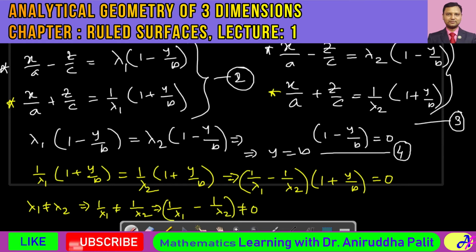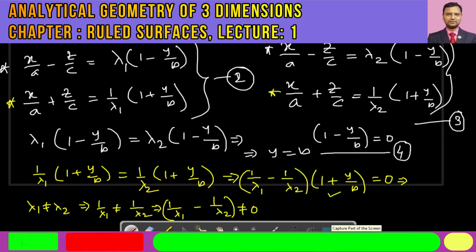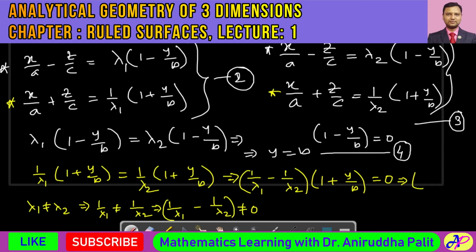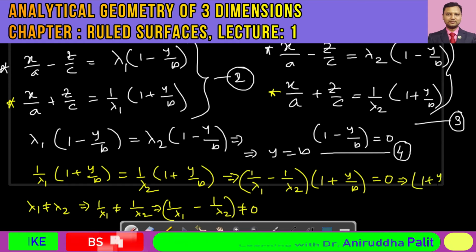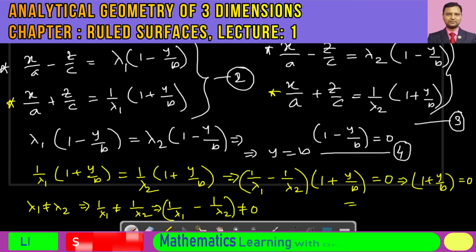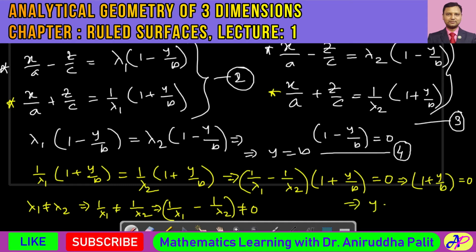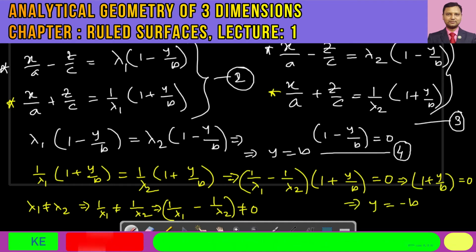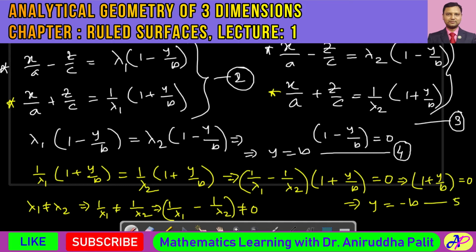So what result we get from this relation? The only possible result is that this factor, 1 plus y by b, would be equal to 0. This means that y is equal to minus b. Okay, let us call it relation number 5.